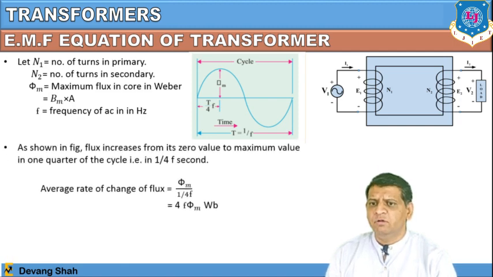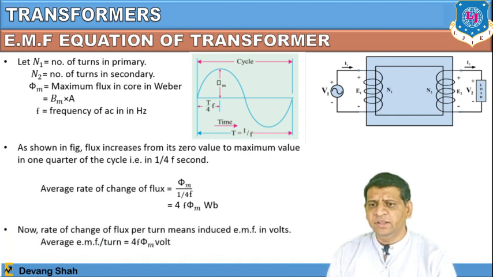Once we take one quarter of this full cycle, we can find the average rate of change of flux. The average rate of change of flux is the maximum value of flux divided by one quarter of the time period, that is, 4 times the frequency multiplied by the maximum value of flux in Weber. Now the rate of change of flux per turn means the induced E.M.F in volts, which is the average E.M.F per turn, equal to 4F into phi m volts. This is the average value.